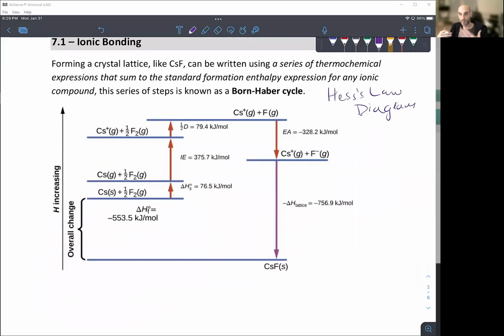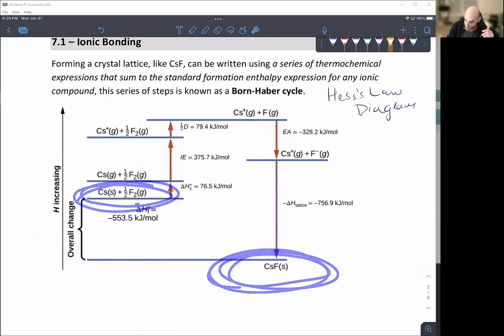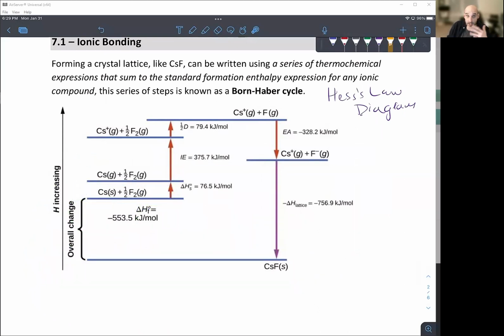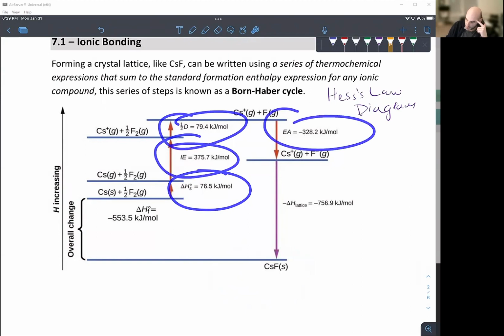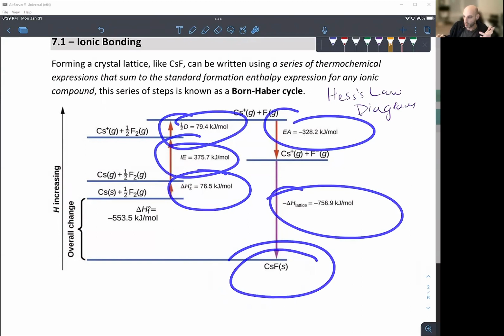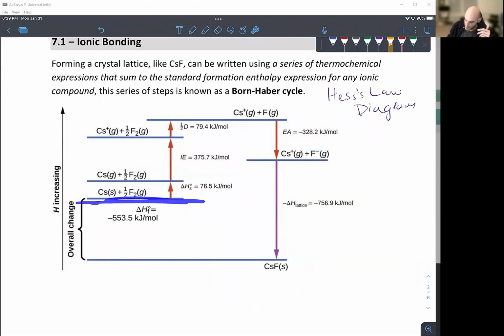Remember, Hess's law is the processes. We start with some starting materials, things in their elemental state, and we form a lattice. Again, so this is cesium and fluoride as their elements turned into cesium fluoride as a solid, and we follow it through all of the different steps in order to get to the product. And all that really matters is the overall change in energy. That's all that we really care about.